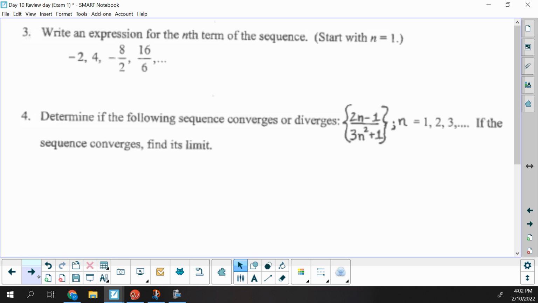So this one is asking for an expression for the nth term of the sequence. Notice this is not a series, it's a sequence. So we would just say an, and we have to look at our pattern. Well, you can think of these as being over 1. Your numerator goes -2, 4, -8, 16. So really we're just multiplying by -2 over and over again.